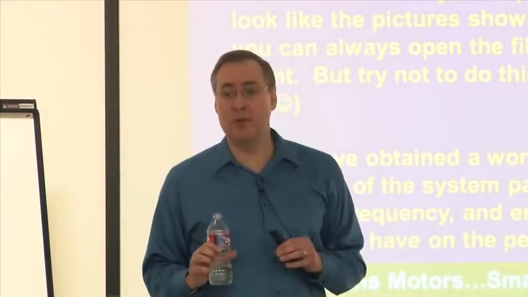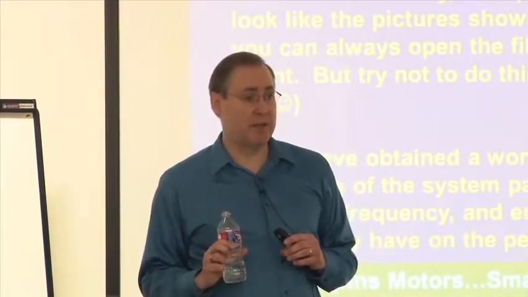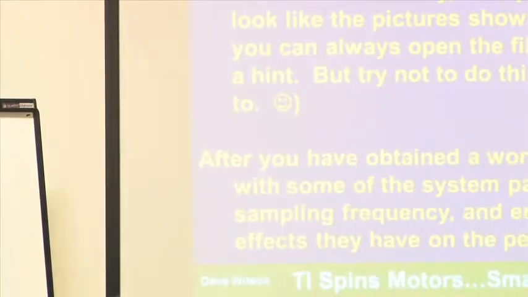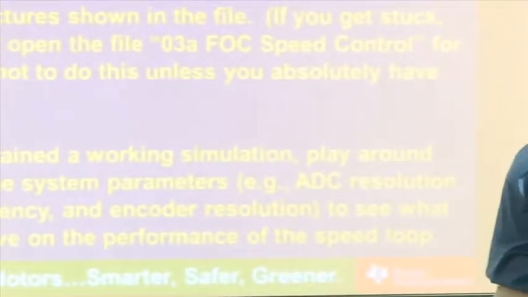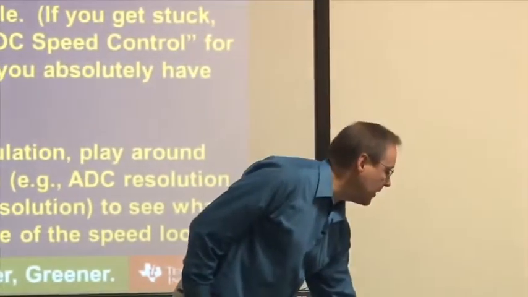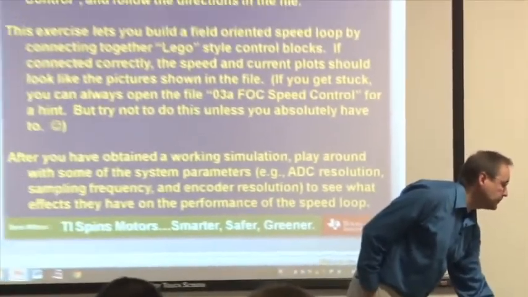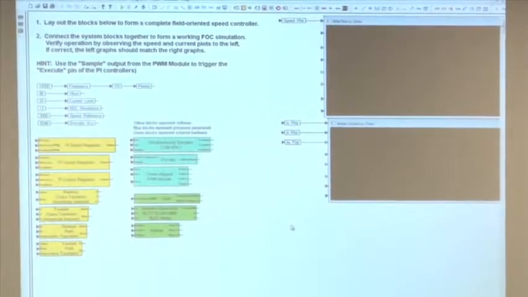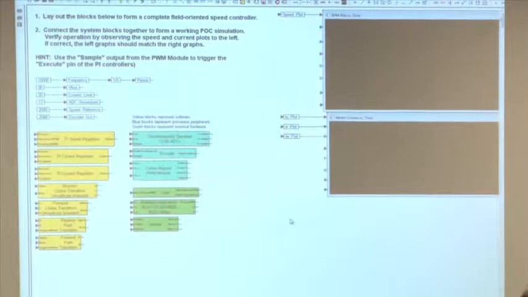We're not going to use any of the code generation stuff today, but we do want to use some of the simulation capabilities. So what I'm going to do is ask that you follow along with me as we go through this process. Let me get out of here and go into the folder called Lab Exercises. In there you should find a file which is called 03 FOC Speed Control. Go ahead and open that up. Now when you do, you should see something that looks like this.